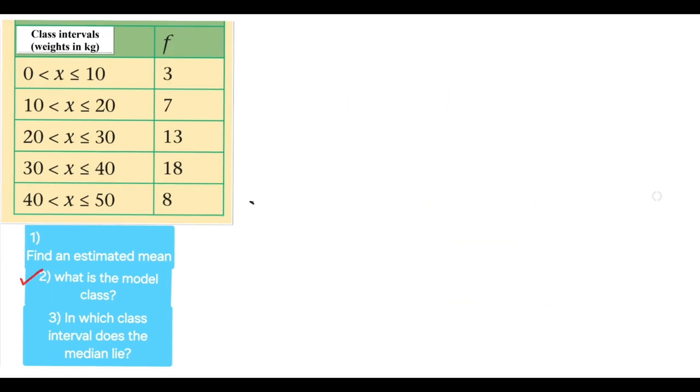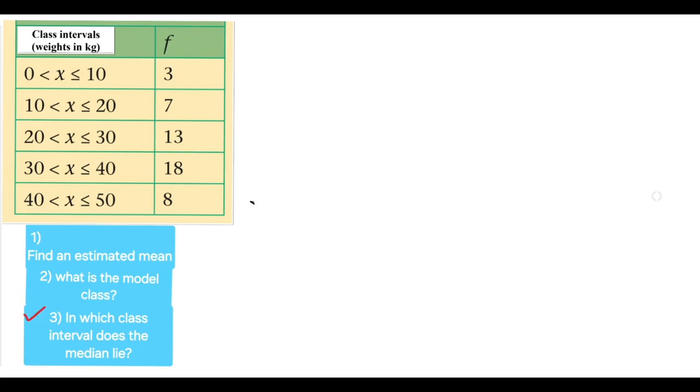Now the second question says, what is the modal class? Identify the class interval with the highest frequency. Now look at here, the highest frequency we have here is 18. So this corresponds to the class interval between 30 and 40. So this will be my modal class. Therefore the modal class will be between 30 and 40. So this is my final answer.